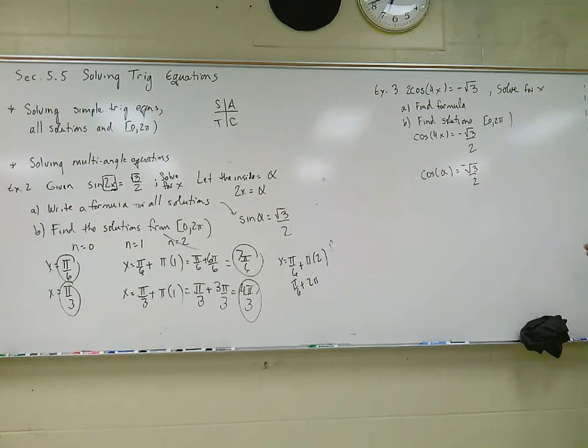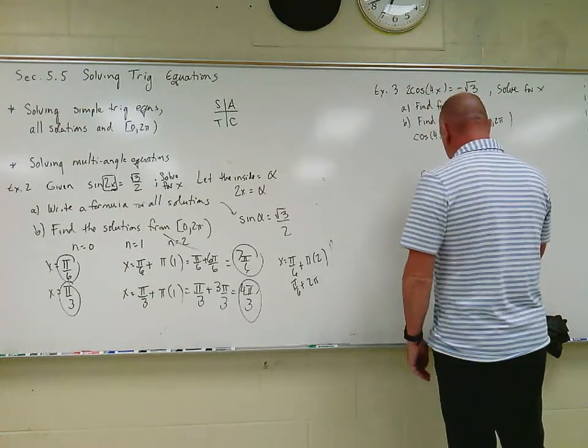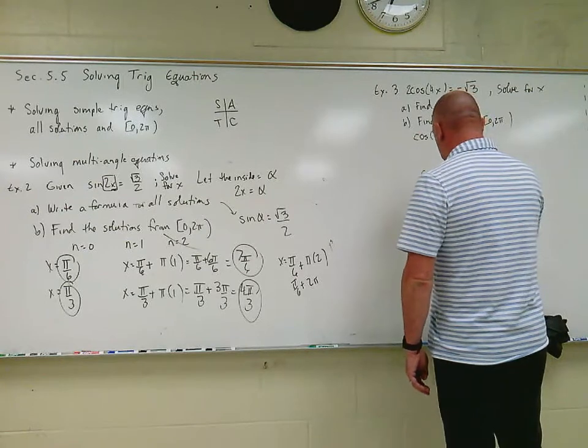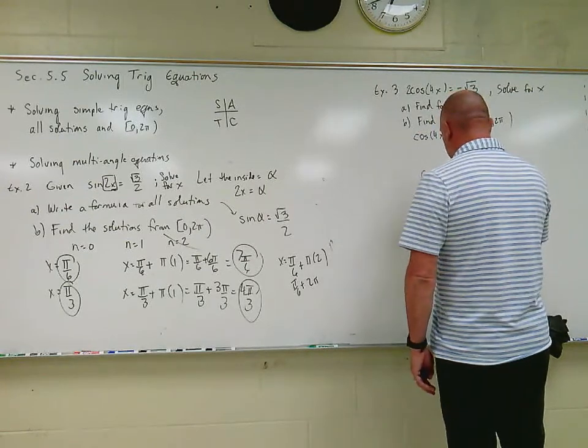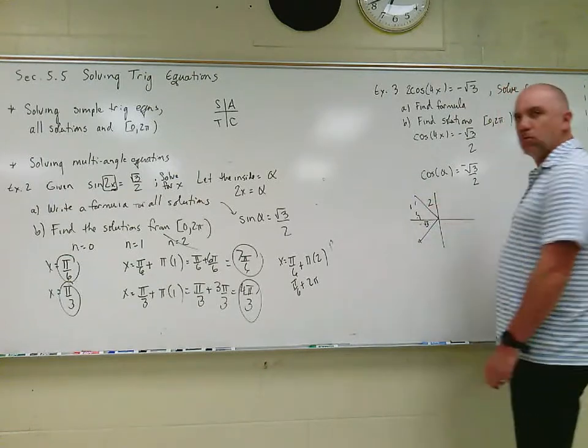Okay. Let me catch up to you. Cosine is negative where? 2 and 3. All right. You know adjacent is negative square root 3, hypotenuse is 2, so the opposite has to be 1. So what's your reference angle?